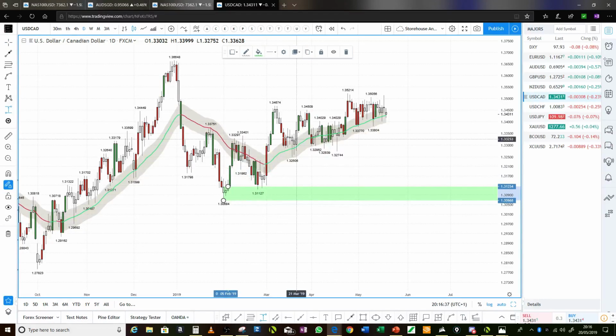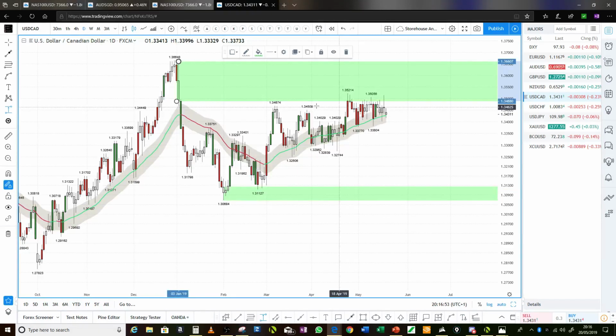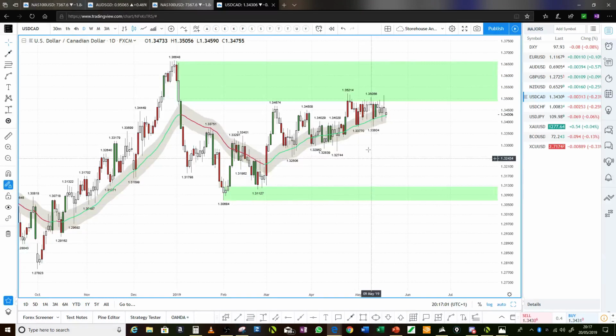So I've taken some off when we had the initial pop, and now I'm just riding the rest to see how far we get. All right, so that's the US dollar Canadian. In terms of this one, we have to get through this area. It's a big, big, ugly area, and you can see that's where the markets have been struggling. And we're just waiting to see how we get on here.